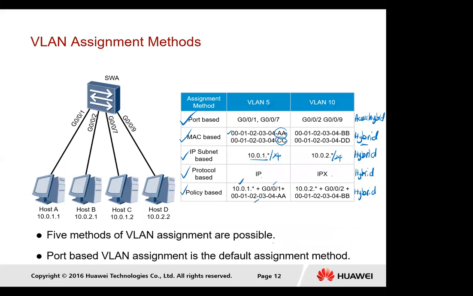So you can combine the assignment methods we went through just now: port-based, MAC-based, IP subnet-based, and protocol-based, together as a policy. It means you can make it very secure. First, I need to know that you come from port 1. Your IP address must be 10.0.10 or 10.0.10.24 with the MAC address of AA. Then only will I assign VLAN 5 to you.